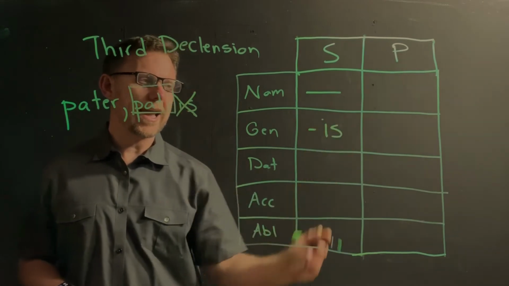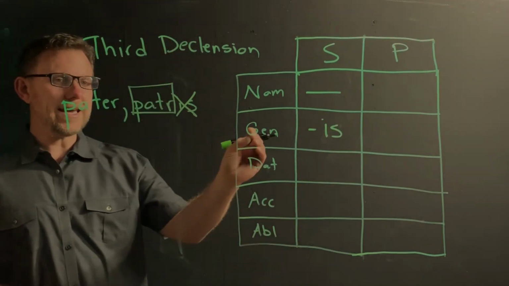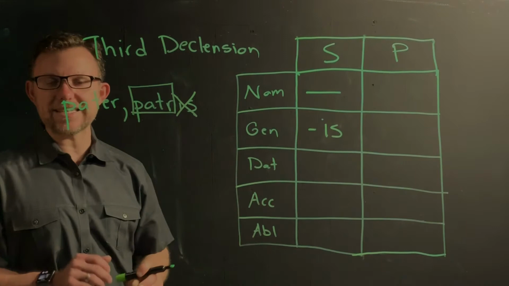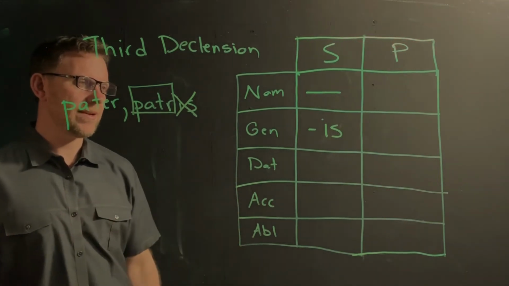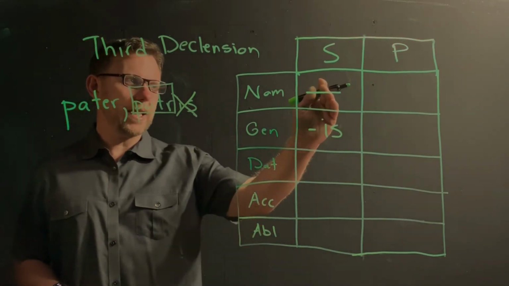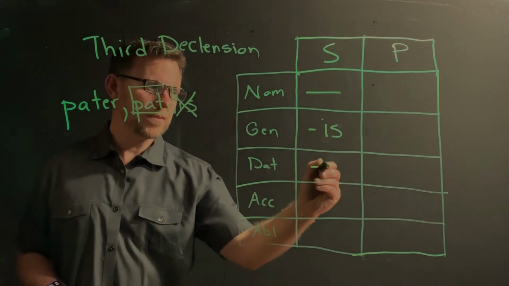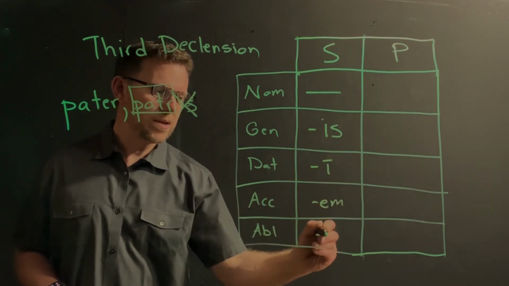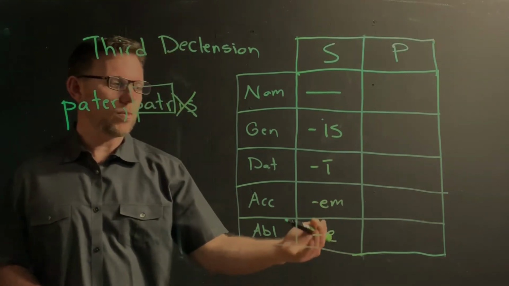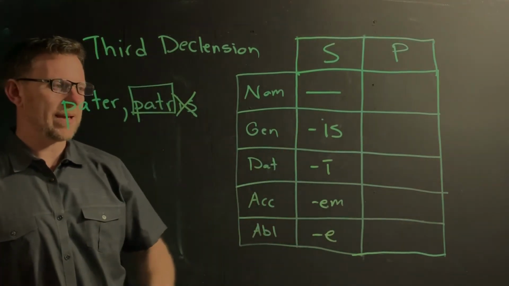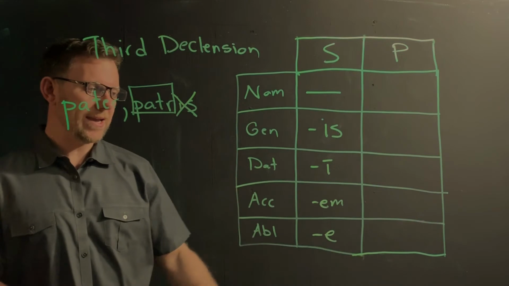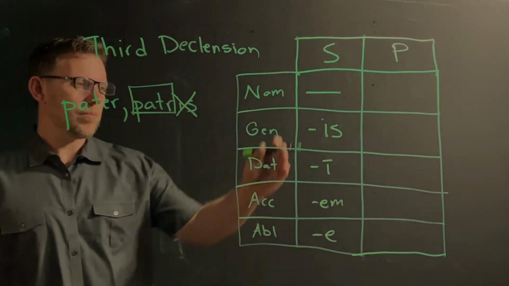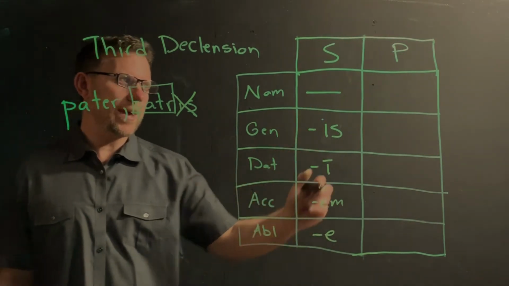It's is. We don't say "iz" because the S never makes a Z sound in Latin. And so our Latin endings are blank, is, i, em, e. Remember, we're pronouncing the letters, not saying the name. So this is E, not I. This is E, not E. Blank, is, i, em, e.